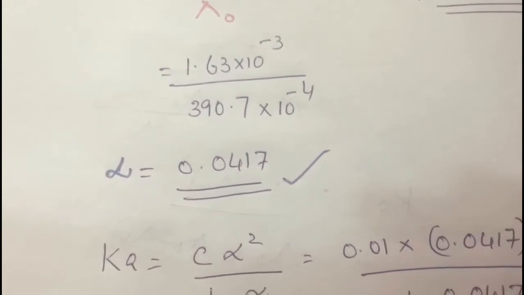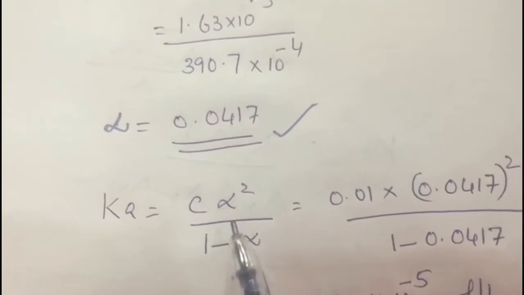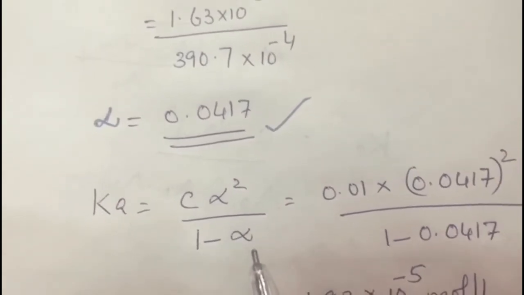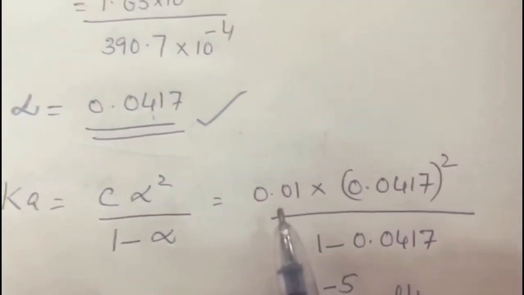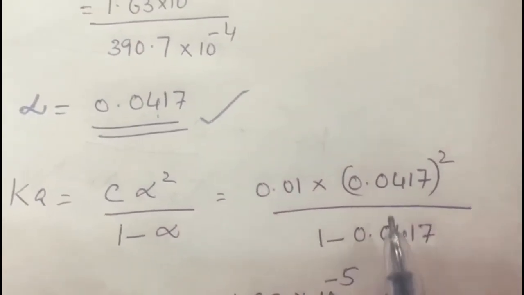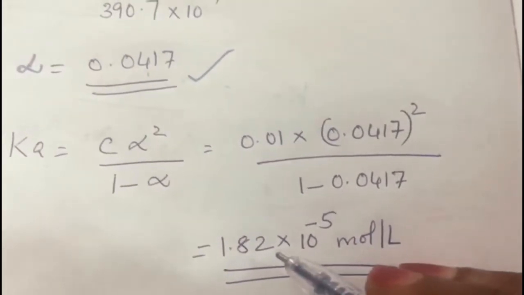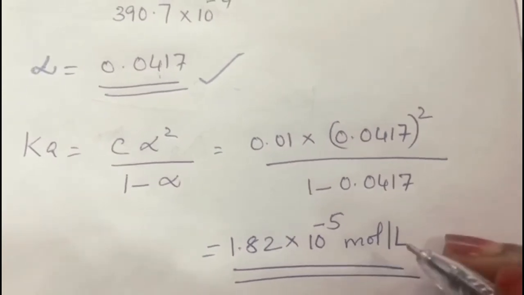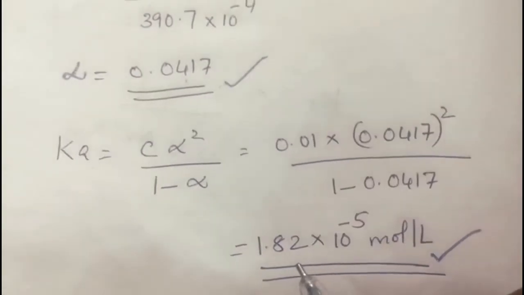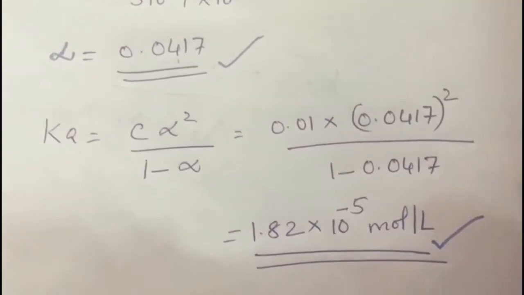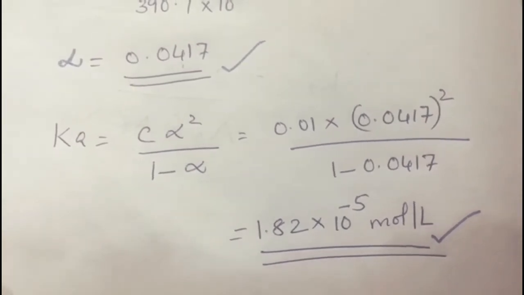Now we have to find out the dissociation constant. Dissociation constant is Ka equal to C alpha square by 1 minus alpha. Substitute the value of alpha here. C is a concentration. It is 0.01 molar. Substituting this value and after calculation we will get the answer as 1.82 into 10 raised to minus 5 mole per liter. This is the dissociation constant of acetic acid, 1.82 into 10 raised to minus 5. Generally the unit of Ka is mole per liter.